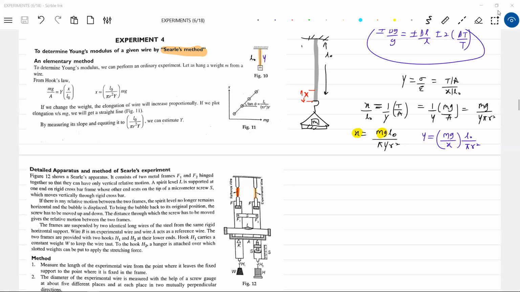Tension will not be constant. Okay, that is not the situation. We'll need not to bother about that. Anybody? What is the drawback of this? See, what is the drawback of this one will be?